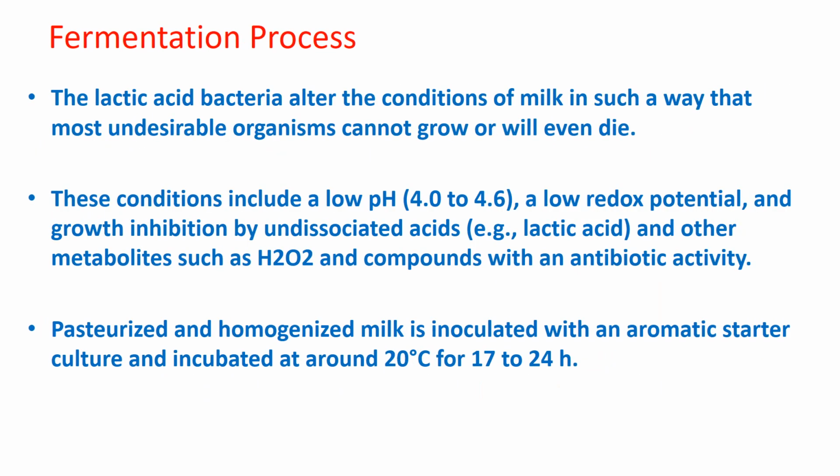Now let us see the fermentation process. The lactic acid bacteria alter the conditions of milk in such a way that most undesirable organisms cannot grow or will even die. These conditions include a low pH, that is 4 to 4.6, a low redox potential, and growth inhibition by undissociated acids, especially lactic acid, and other metabolites such as hydrogen peroxide and compounds with antibiotic activity.